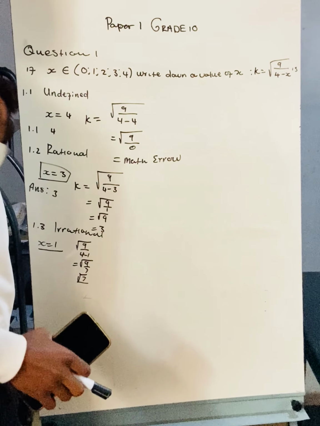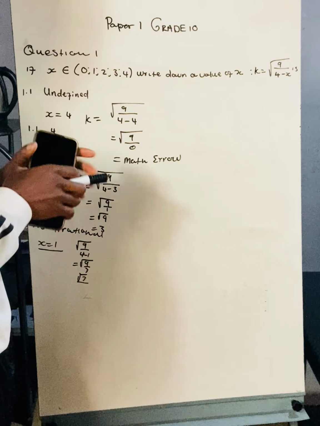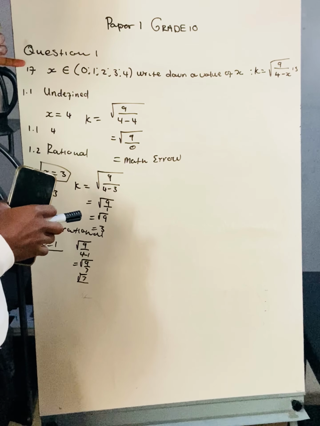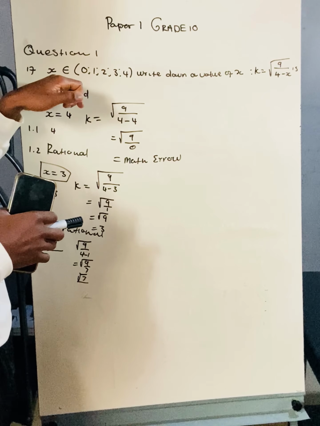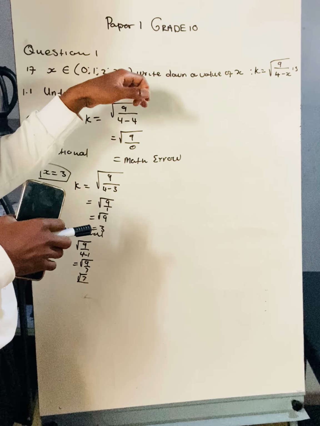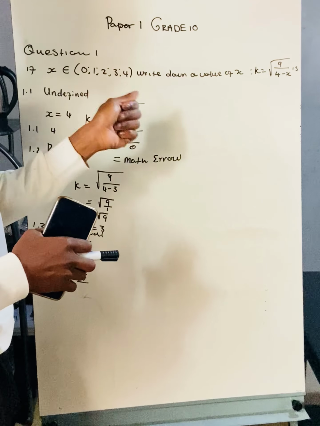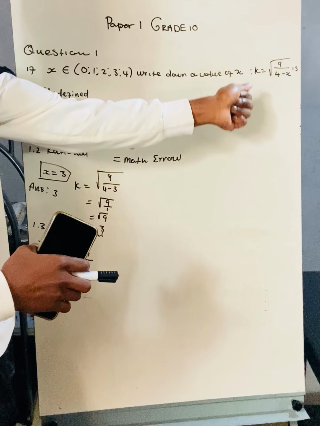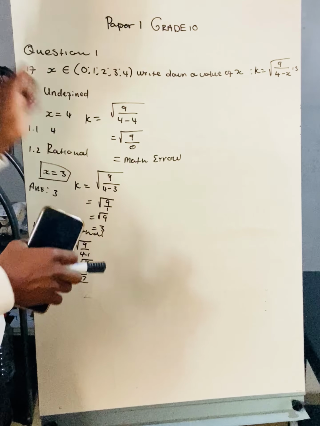So I just want to explain this question paper, as well as the test that the Grade will be writing tomorrow. Therefore, we can see question number one, guys. Here is our statement. Then it says x is an element of the given set, the coordinates 1, 2, 3, 4. They say write down a value of x such that k equals the square root of 9 divided by 4 minus x is undefined.